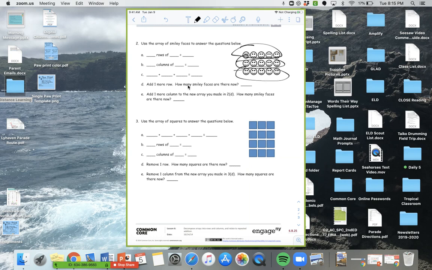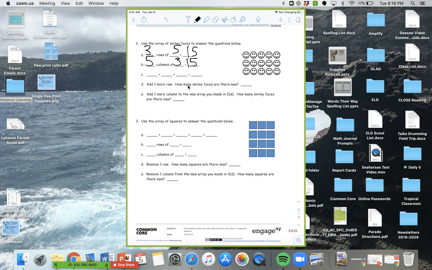So rows, I see we have 3 rows and we have 1, 2, 3, 4, 5 in each row. Let me erase that. So 3 rows of 5, which equals, well, you just skip count 5, 10, 15. 15 in this array, okay? Now let's look at the column. So the columns, I see 1, 2, 3, 4, 5. 5 columns, and I see 3 in each column. It's the same exact product because the array is exactly the same.